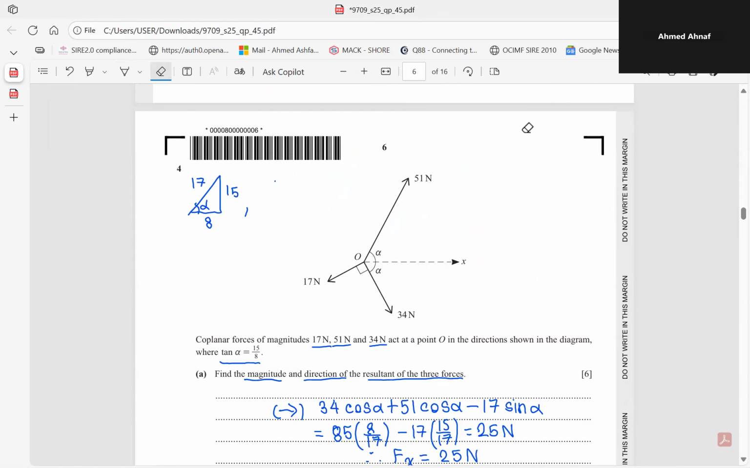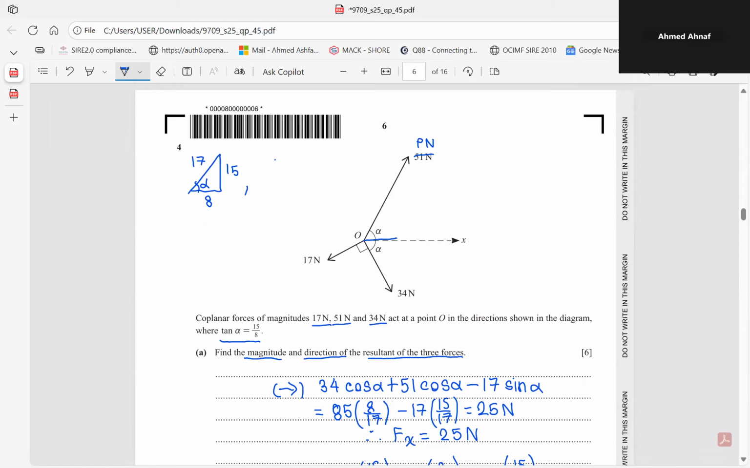So we're told that instead of this 51 newtons, this is just P newtons. And now the resultant force only acts in this direction. So F is just here. So if the resultant force only acts in one direction, in the horizontal direction, it means our vertical forces are still in equilibrium. So let's take our vertical components.